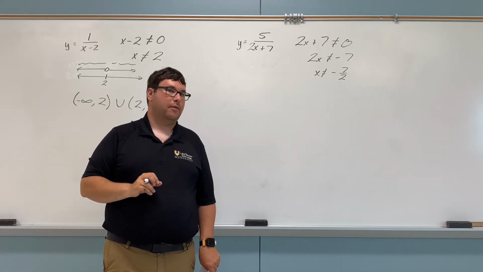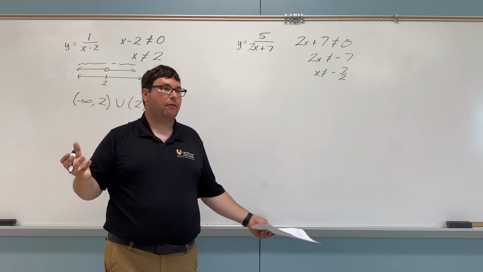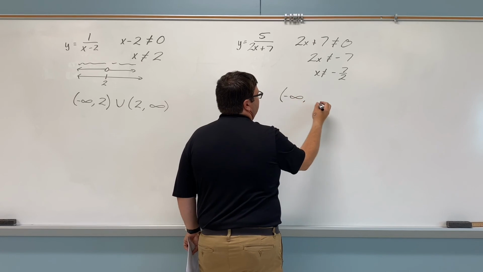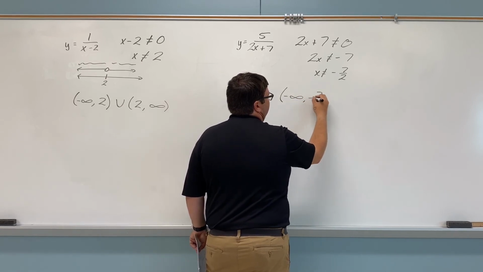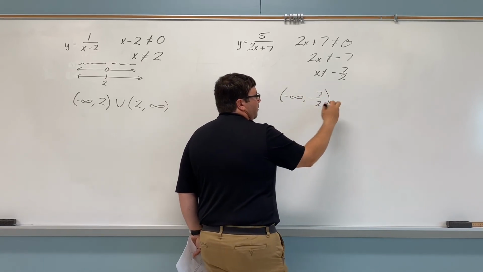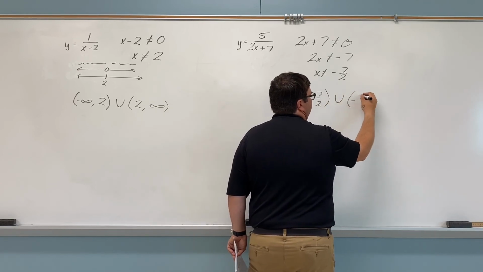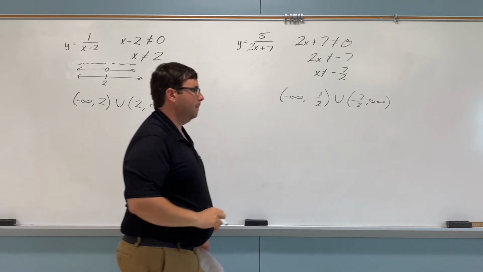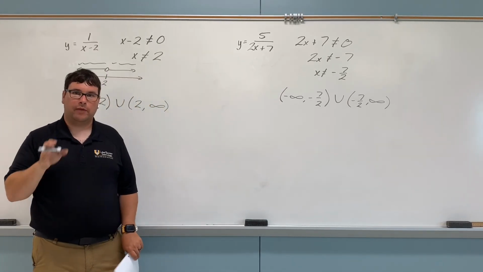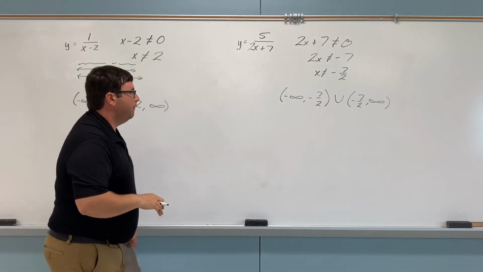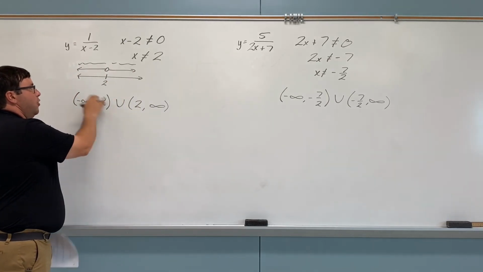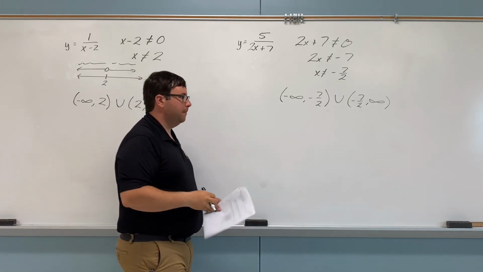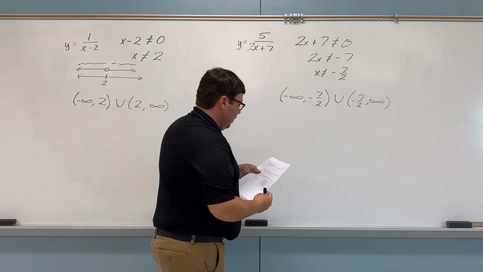What can x be? Anything else. How do we represent that? It goes from negative infinity to negative 7 halves, not including, union negative 7 halves to infinity. You have to have that union because you have both sides. If you were to physically graph it like we did previously, you could see that you have both sides, and you have to represent both sets of true data.